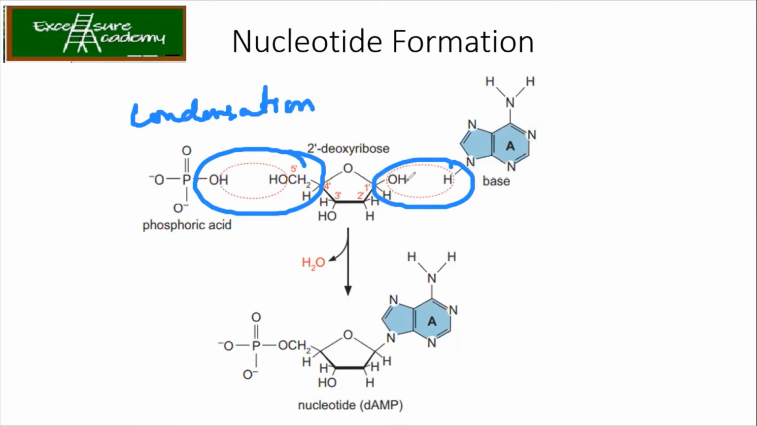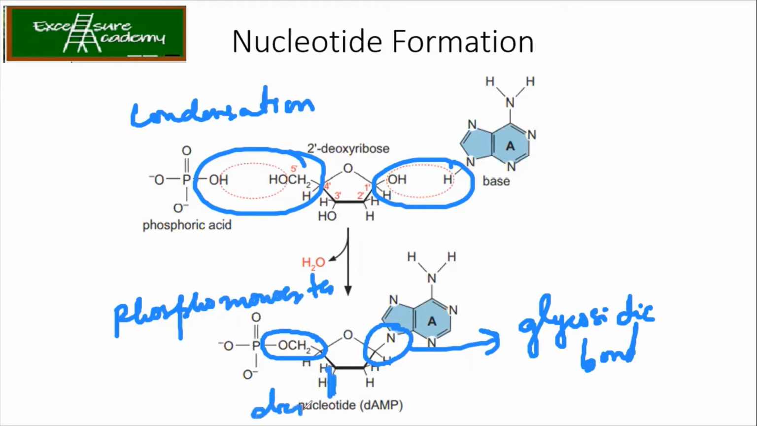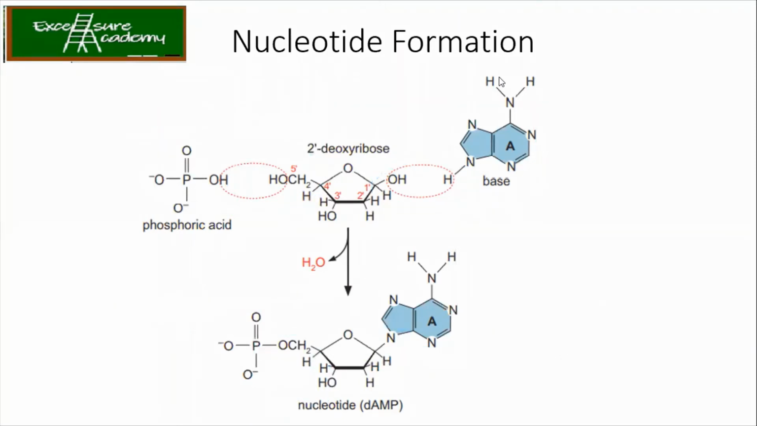Now, what do you call this bond and what do you call this bond formation over here? So this is your glycosidic bond. And this one is your phosphodiester. No, it is phosphomonoester. Monoester. It is one, right? Now, when it is attached to the another over here, then it becomes diester. So these are small things, but important to understand.